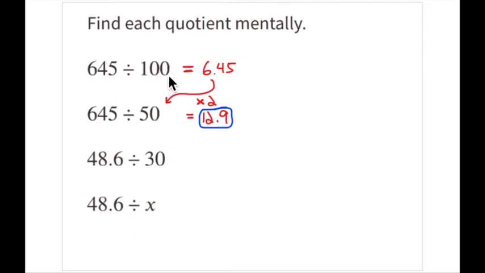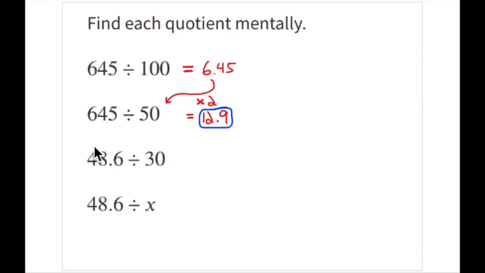If you're dividing some candy bars up among 100 students, if suddenly there are only 50 students, each student is going to get twice as much. So that's the relationship that they want you to see. So that means that your answer is going to be 2 times 6 and 45 hundredths. And it's going to be 12 and 9 tenths.